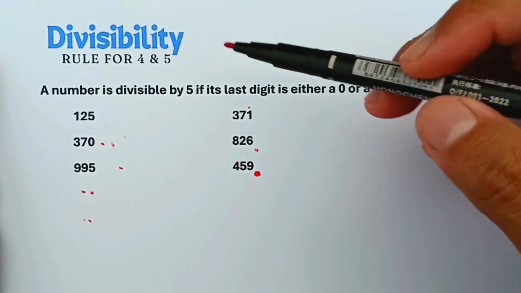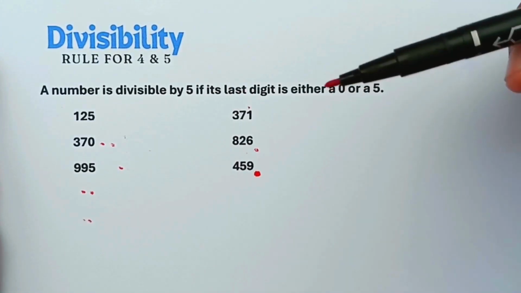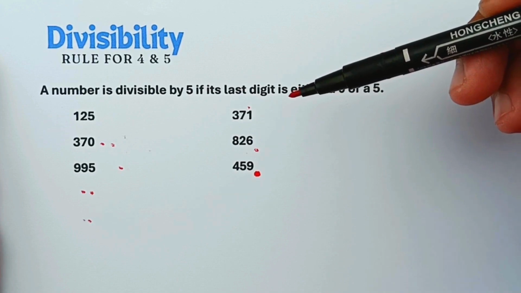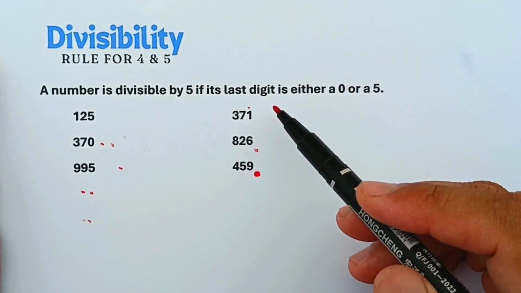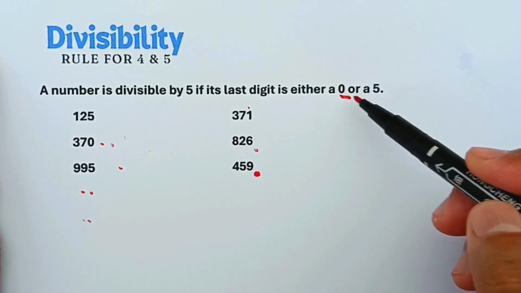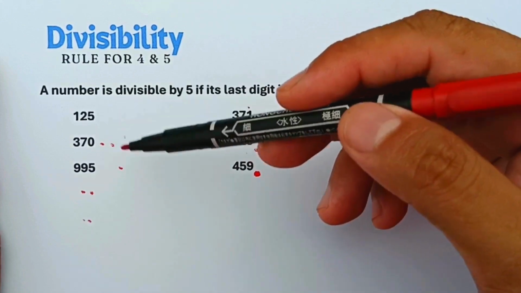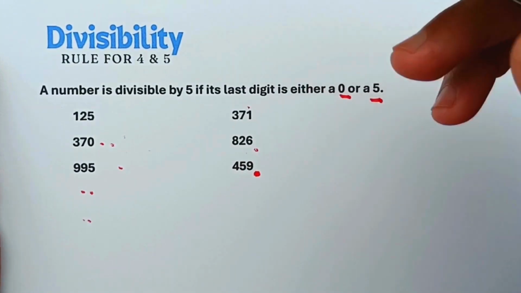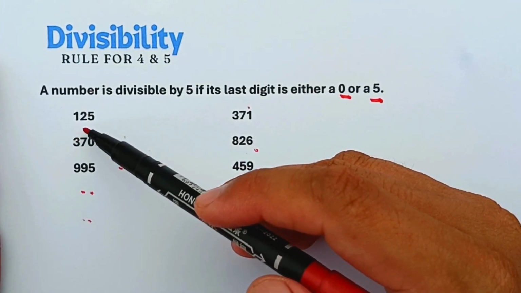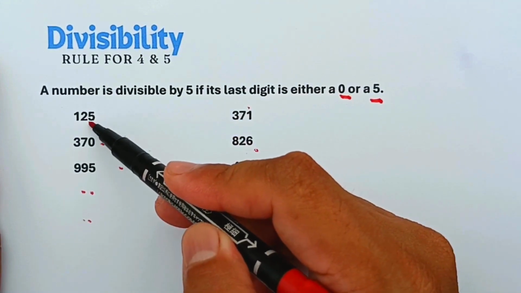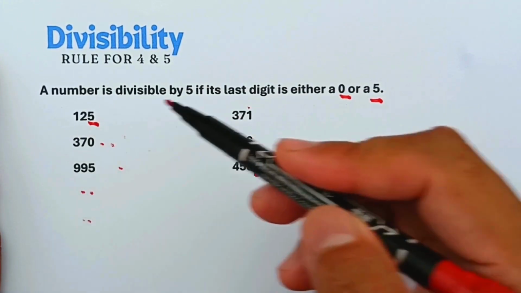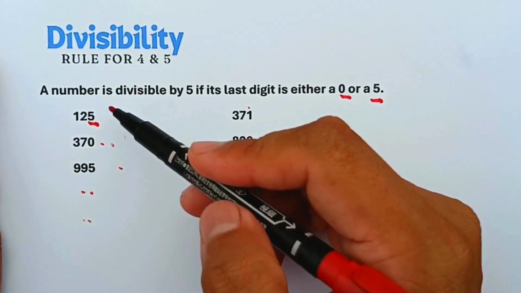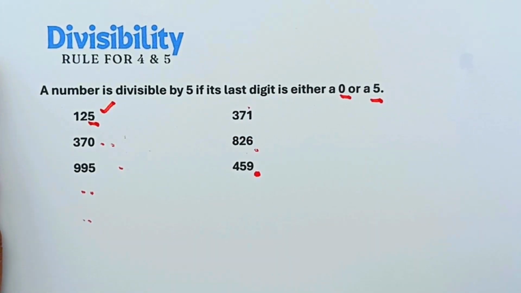So let's now have the divisibility rule for 5. When can you tell that a number is exactly divisible by 5? A number is exactly divisible by 5 if the last digit is either 0 or 5. So applying that to these 6 examples, for the first example, 125, the last digit is 5. This fits the criteria for the divisibility rule for 5. The last digit should be either 0 or 5. So this is exactly divisible by 5.